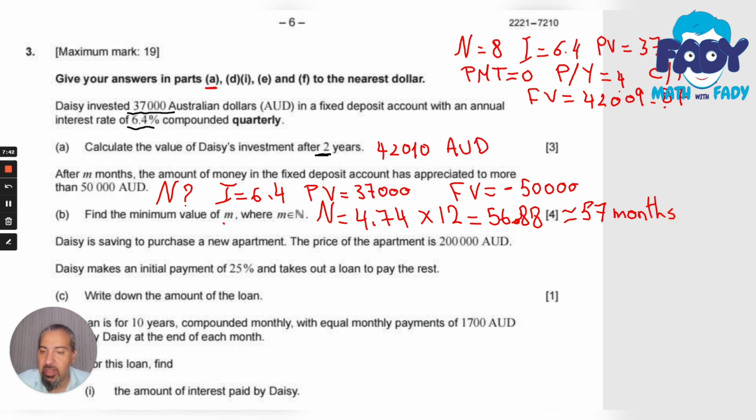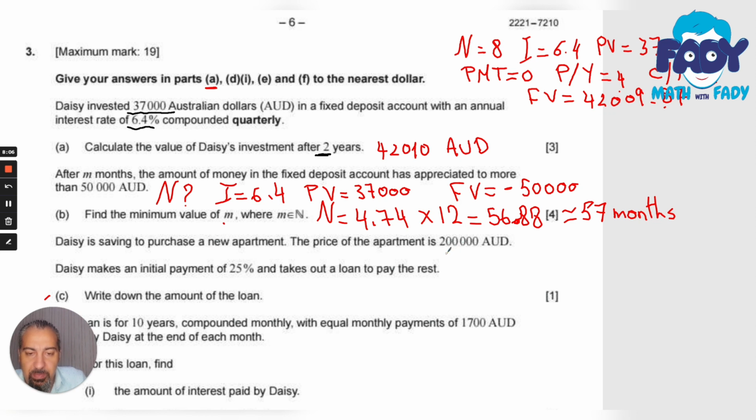Okay, Daisy is saving to purchase a new apartment. The price of the apartment is 200,000 Australian dollars. Daisy makes an initial payment of 25% and takes out a loan to pay the rest. C, write down the amount of the loan.